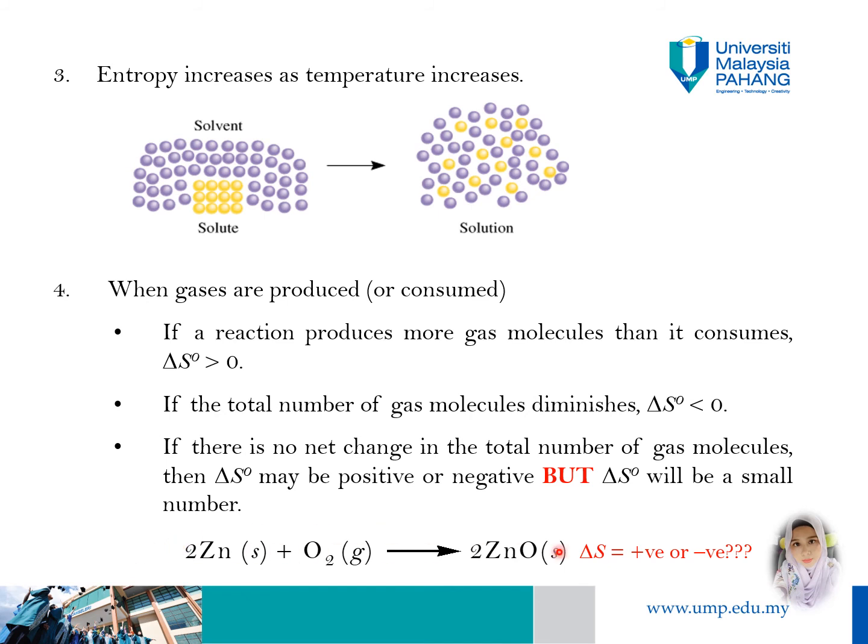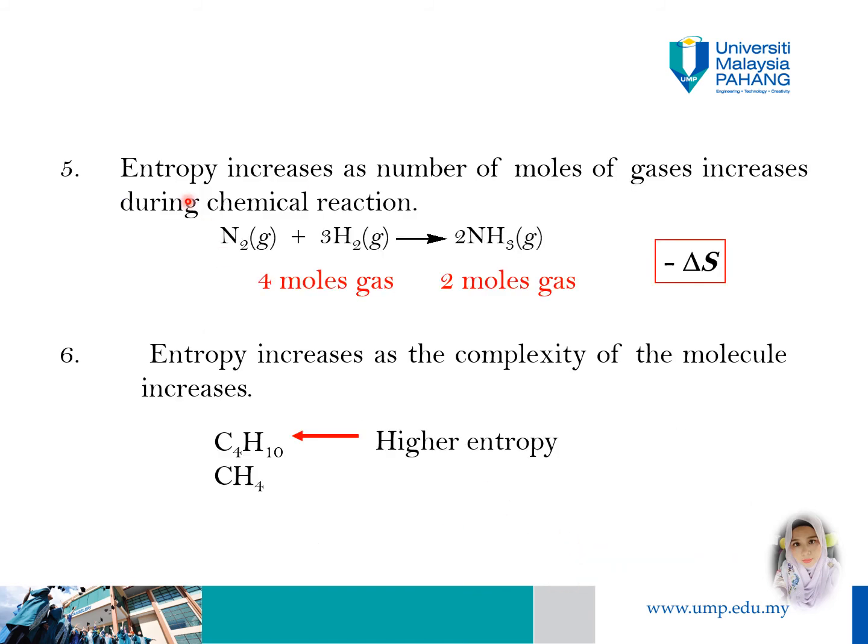Okay, from the reaction, we can predict whether the entropy S is positive or negative. From the reaction we can see that in the reactant we have one gas molecule, while in the product there is no gas molecule on the right side. This means that delta S is less than 0, or negative. Entropy also increases as the number of gas molecules increases during a chemical reaction.